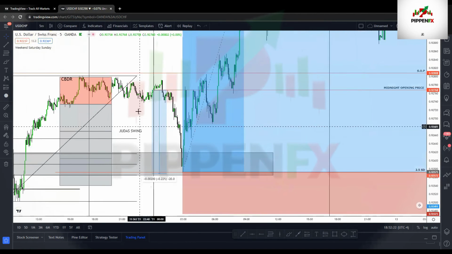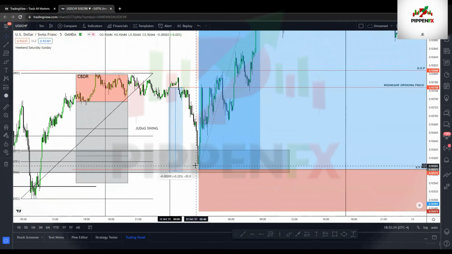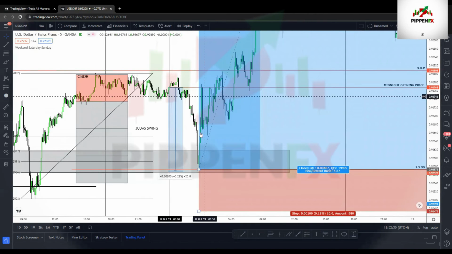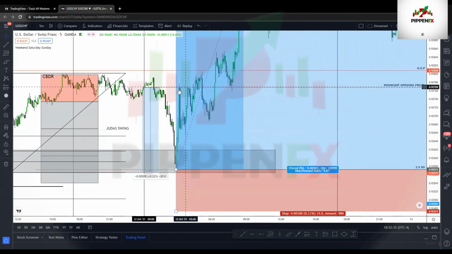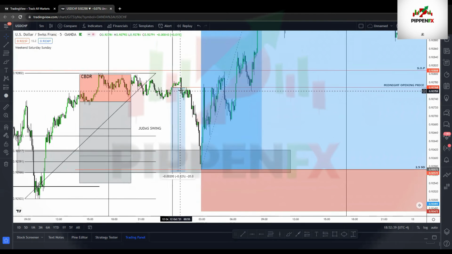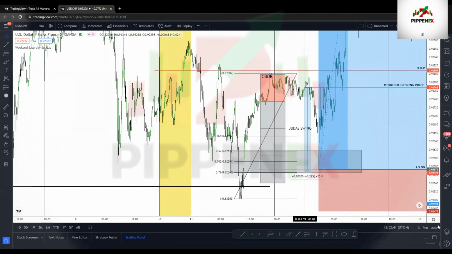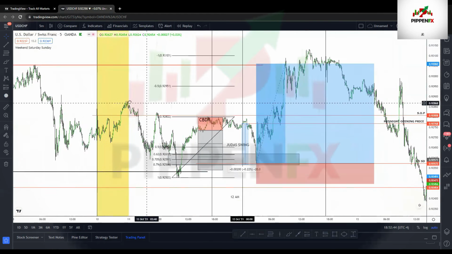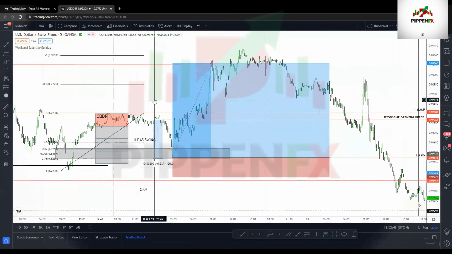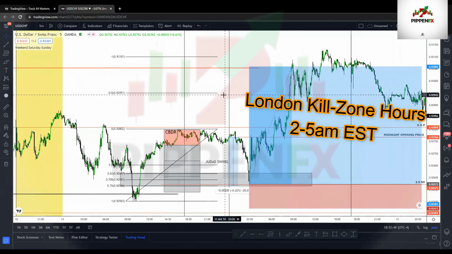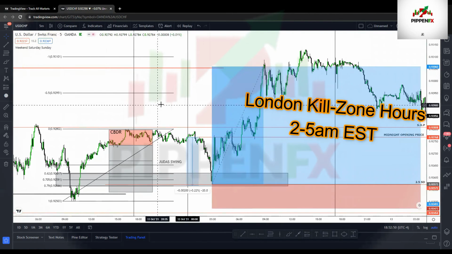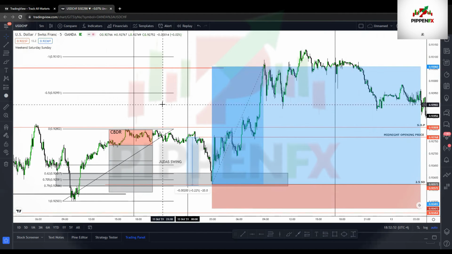And if we just zoom in and look at the entry it gave us, wick entry, and speed. When you're correct, you will see speed. Very little drawdown and speed. Time and price is your best friend. Your London kill-zone hours are between 2 and 5 a.m. That's when you should be looking to enter the market for London if there is a setup that presents itself.